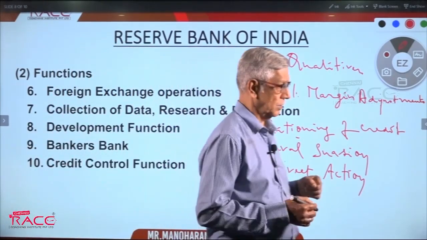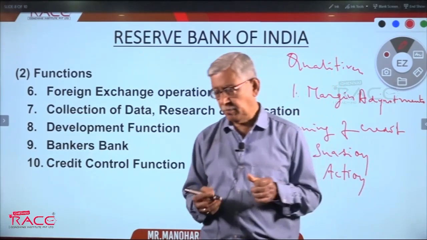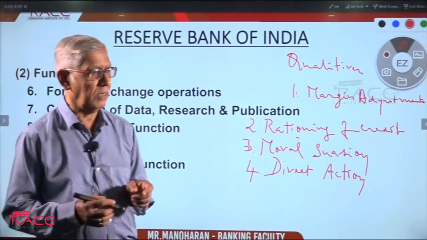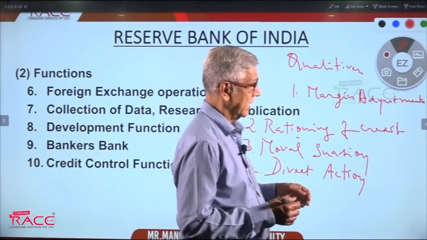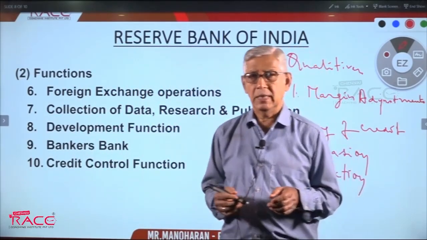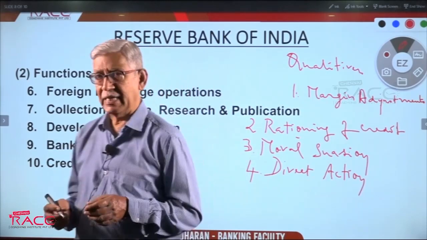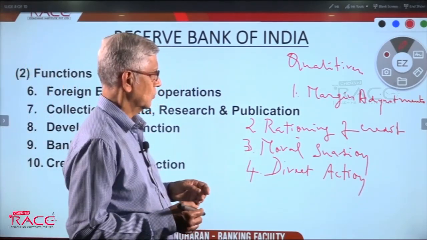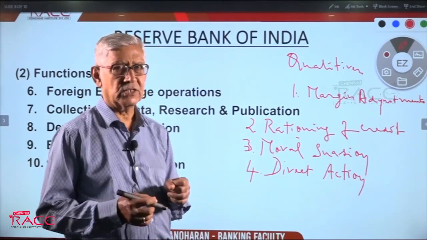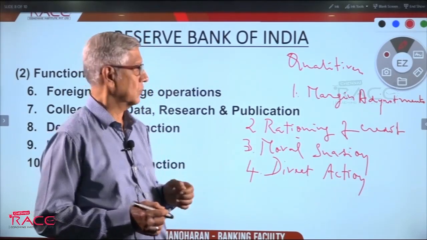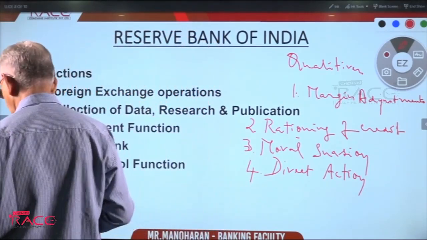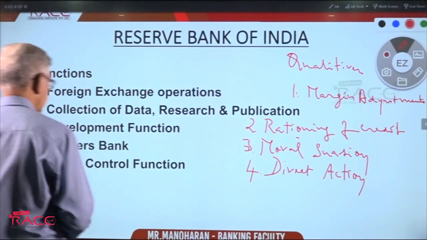Then direct action. RBI stipulates policy measures, and if the banks don't stick to that, if they don't implement them, then they take action. They impose penalty, they reject loans from the banks. So likewise, they take some direct action if they don't stick to the rules. So these are all called qualitative tools available, and there are quantitative tools also.